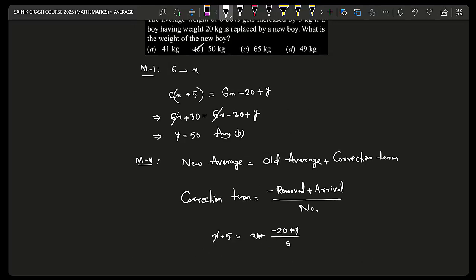So from this we get the answer. X is going to cancel. Transpose 6 to the left side. 6 into 5 is 30 is equal to minus 20 plus Y, and the value of Y is going to be 50. So this formula is very important.